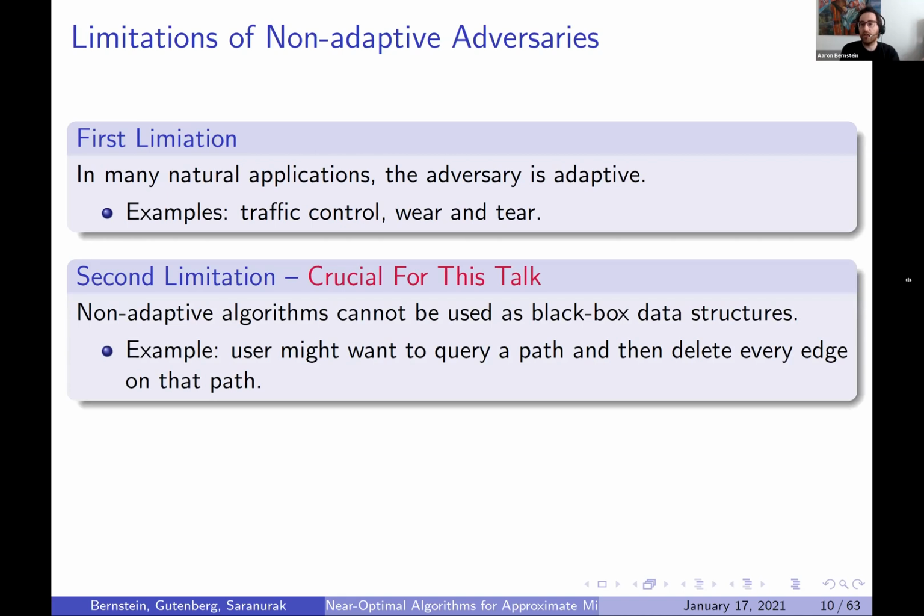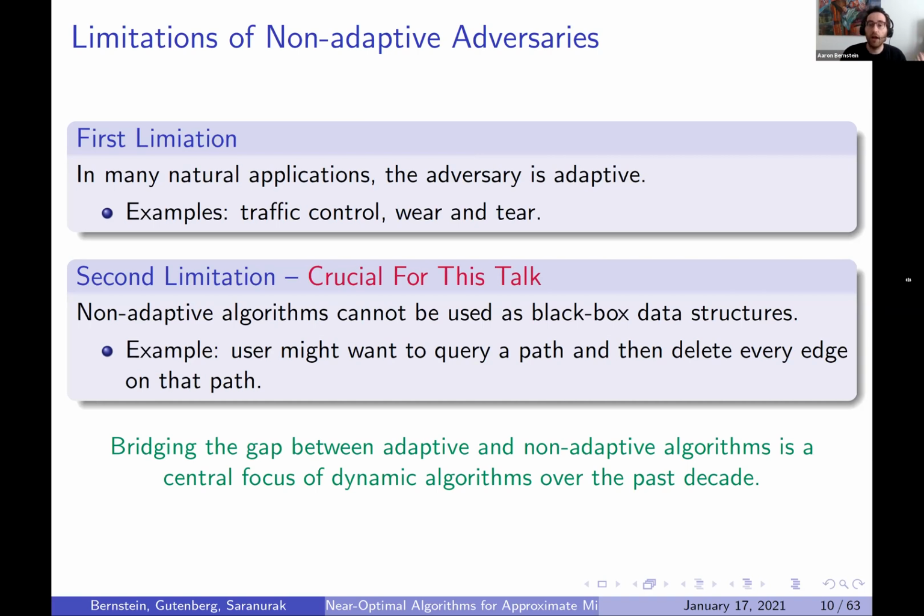The second limitation is a more purely theoretical one, which is that, as we'll see, we often want to use a dynamic data structure as a subroutine in a larger algorithm. But only adaptive algorithms can be used as black box data structures. A non-adaptive algorithm can't be used as a black box because it can only handle particular sequences of updates and queries that are all fixed in advance. Okay, so these are the main reasons we might want an adaptive algorithm.